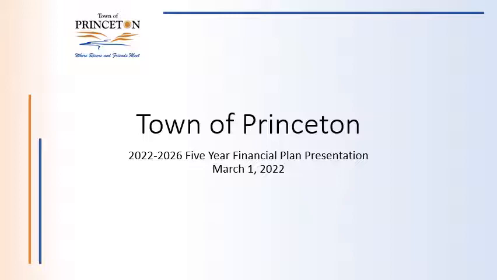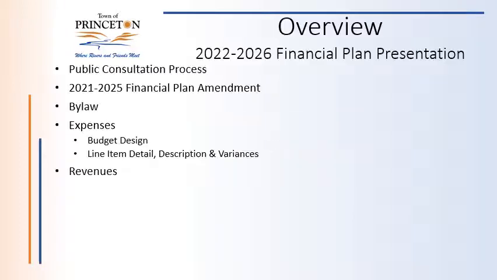Today we are going to go over the 2022 to 2026 five-year financial plan, which has passed first and second reading from Council and is now in the public consultation process. We will go over that public consultation process, what you can do to help us finalize the budget, and the processes we've gone through so far, and the processes we'll go through in the future to pass the financial plan.